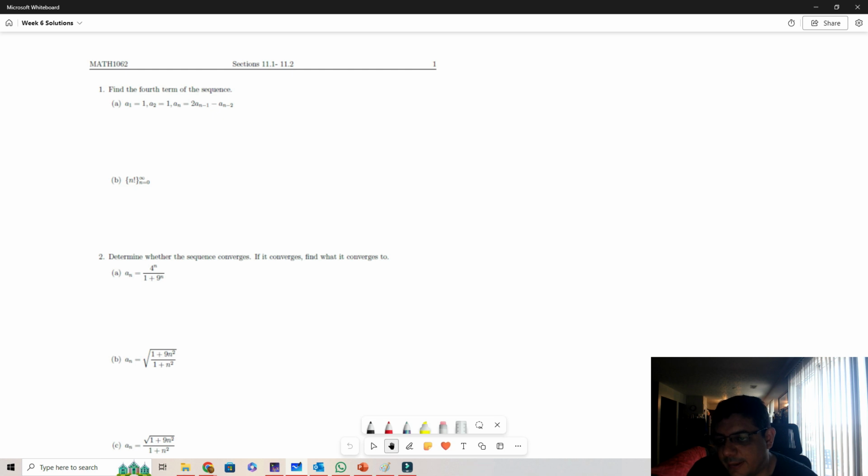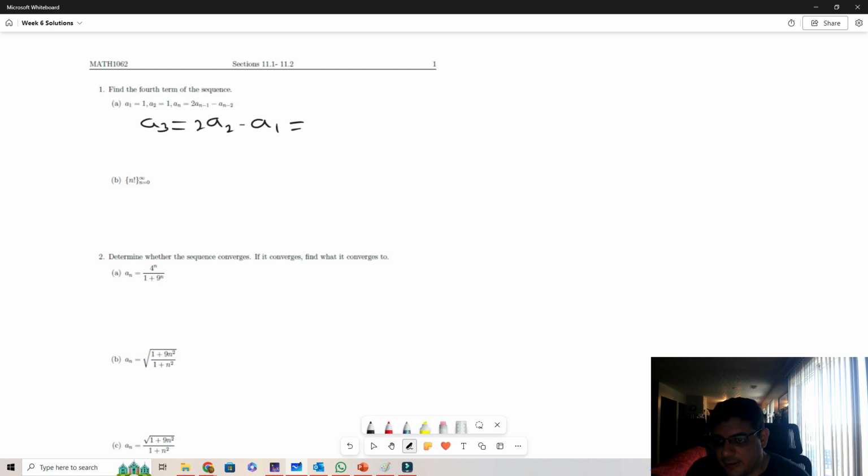So in the first question we had, find the fourth term of the sequence, and we have a sequence that is given in terms of the first term, the second term, and then they give me the nth term in terms of the two terms that come before. So with that I can actually go ahead and get a3, because a3 is just going to be twice a2 minus a1, since plugging 3 in for n is going to produce those values here.